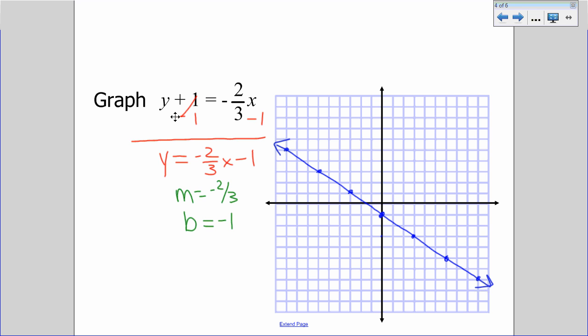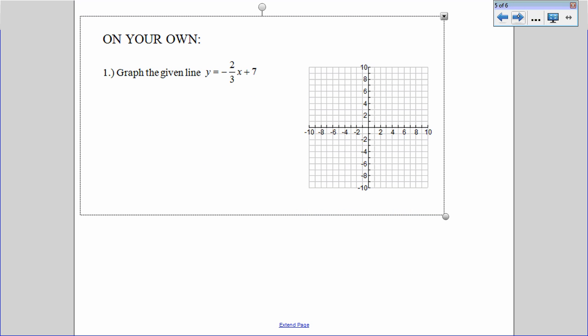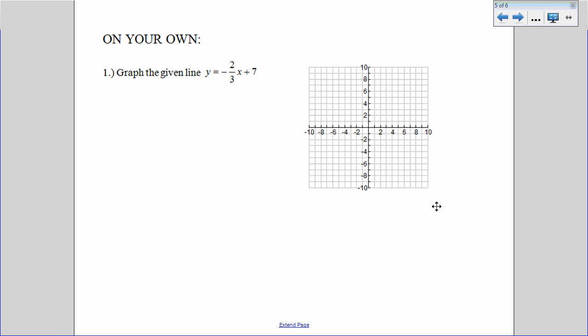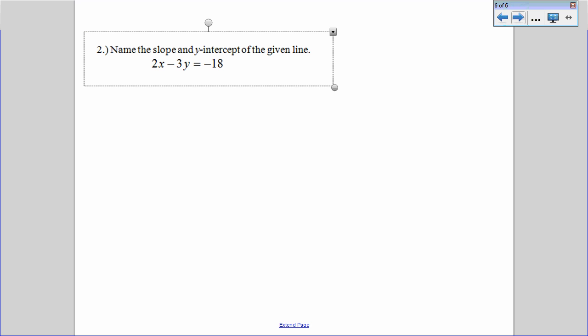Now, ladies and gentlemen, you do have a couple on your own. So you need to graph the given line, y equals negative 2/3 x plus 7. And then the second on your own is to name the slope and y-intercept of that given line.